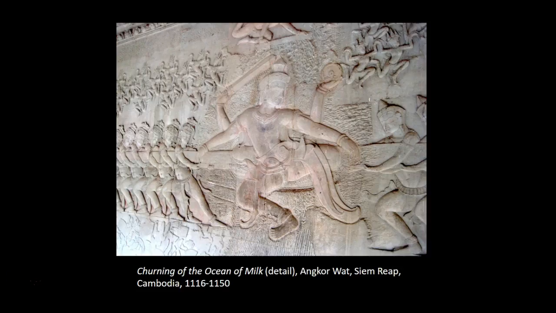There are 1,200 square meters of carved bas-reliefs at Angkor Wat, representing 8 different Hindu stories. Perhaps the most important narrative represented at Angkor Wat is the churning of the ocean of milk, which you see here, which depicts a story about the beginning of time and the creation of the universe. It is also a story about the victory of good over evil.